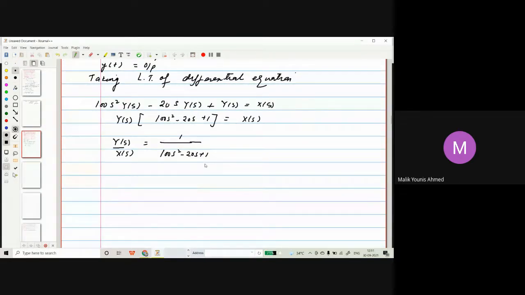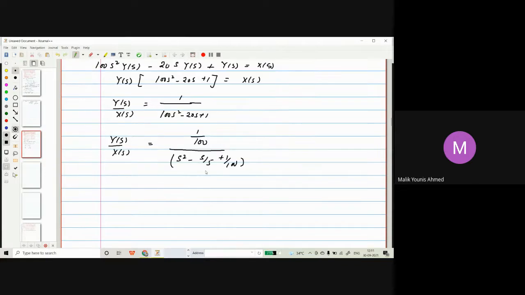Since I require it in the standard form, I will write it in the standard form. I can take this 100 above, and I have taken 100 common as s square. 20 by 100 is 1 by 5, so s by 5, and this should be 1 by 100. Easy mathematical manipulation, because I have to compare it.